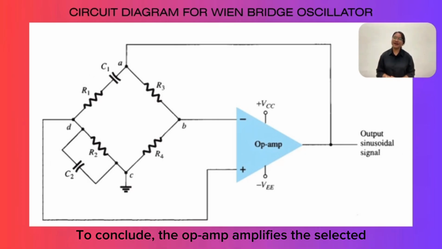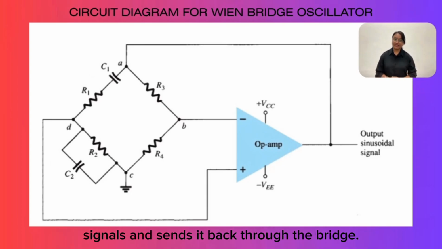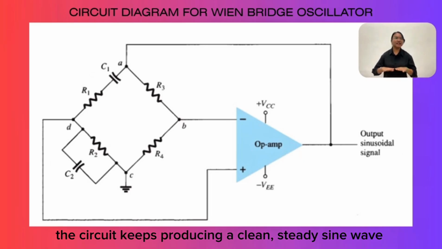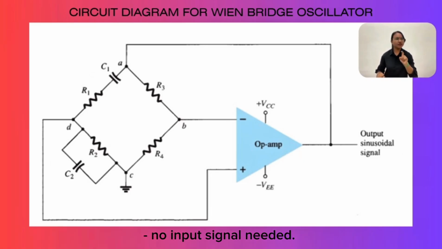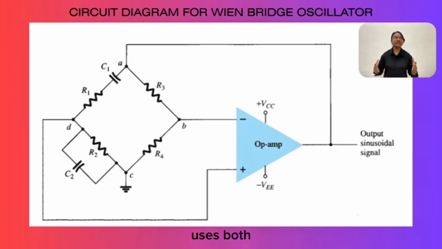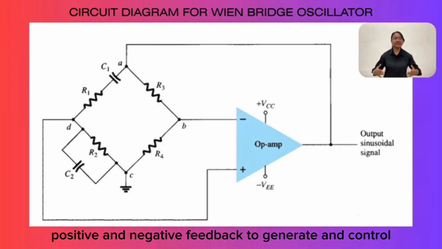To conclude, the op-amp amplifies the selected signals and sends it back through the bridge. As long as the gain is just right, the circuit keeps producing a clean, steady sine wave, no input signal needed. This is how the Wien bridge oscillator uses both positive and negative feedback to generate and control sine wave signals.